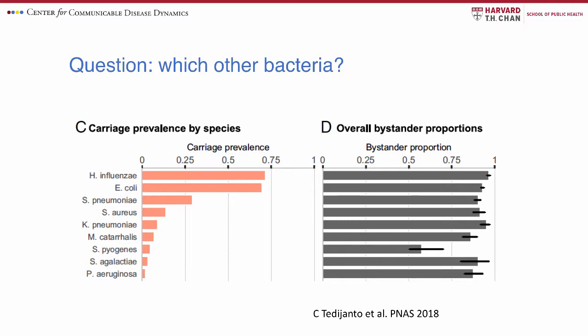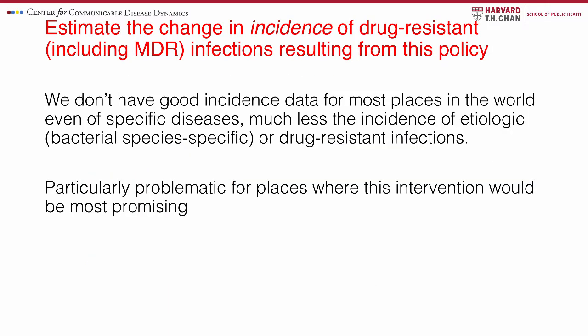This is an effort to understand in the United States the extent of off-target effects of antibiotic treatment, or what we call bystander selection, where the right-hand side is the proportion of all selection that we estimate occurs for antibiotic resistance in a species that is not attributable to an infection it causes. So almost all of the selection experienced by all of these bacteria, except for Strep pyogenes, is due to off-target effects of treating something else, whether that treatment be appropriate or inappropriate.